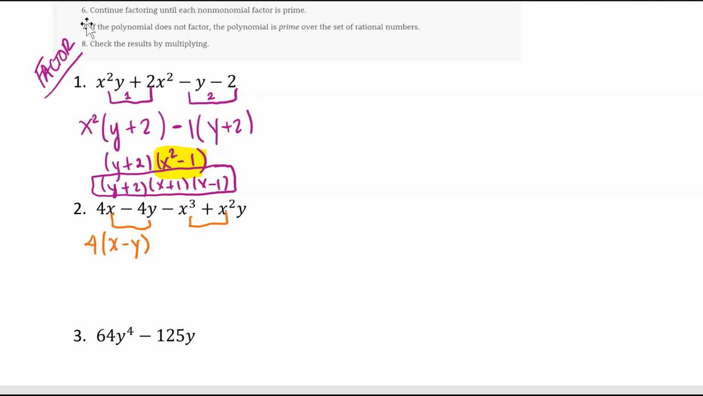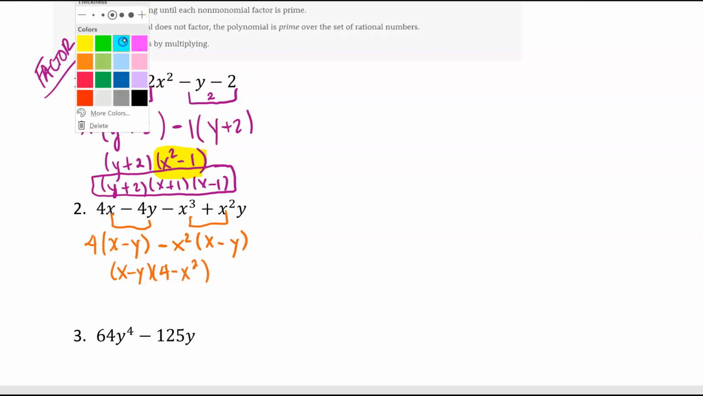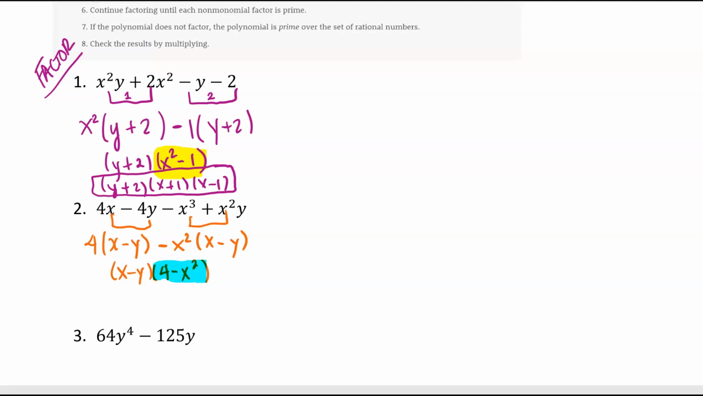And in the second group, it looks like we have some x's in common. But in order for that sign to switch, we'll need to take out a negative x squared. And then we will get that x minus y back that we wanted. Now, that would be x minus y times 4 minus x squared. But notice here that we have a difference of squares. So we must continue. X minus y times something. It'll be 2 plus x times 2 minus x.